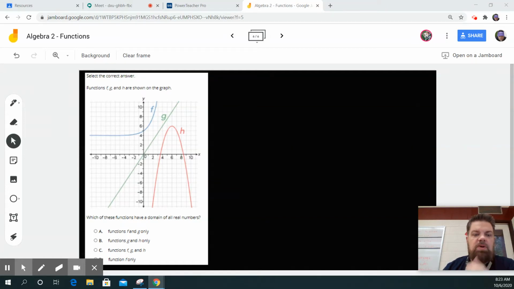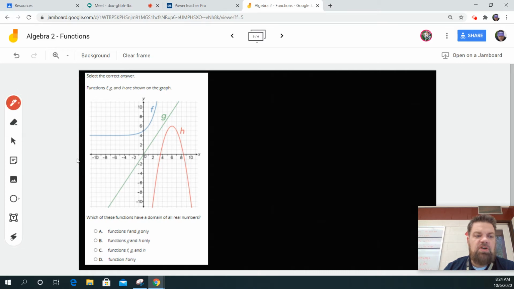All right, so for this question, we have the graph of functions f, g, and h, and we're asked which of these functions has a domain of all real numbers. So domain just means, so what does that mean? Domain is all the possible x values. So we're going to look, from left to right, at what their x values can be.